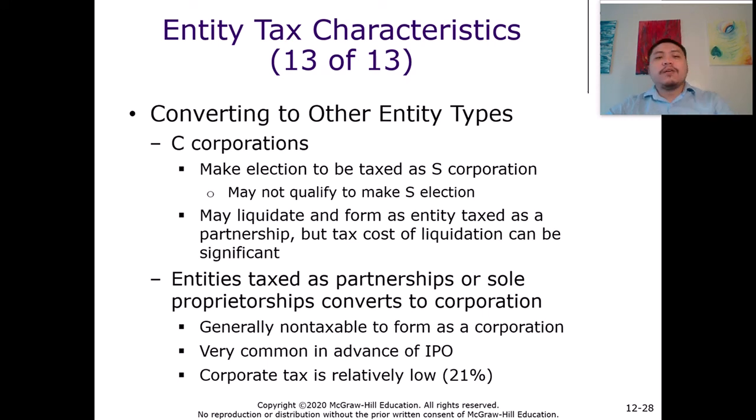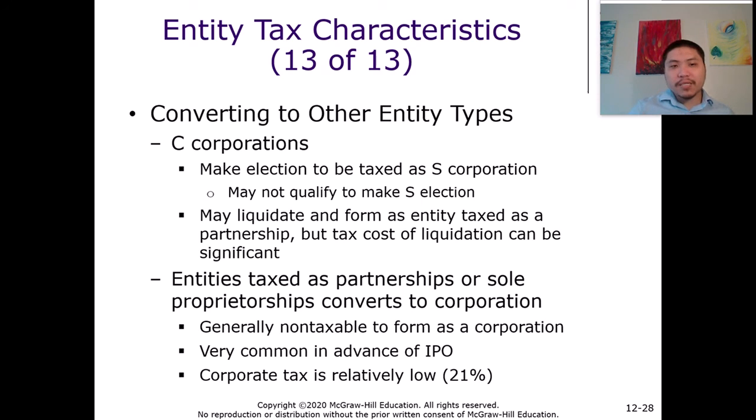So for a C corporation, the first way that business owners can do it is to elect to treat the C corporation as an S corporation. But only if the C corporation is qualified to be treated as an S corporation. If the C corporation does not meet the qualification, then that option is not viable anymore. So that's the first method.